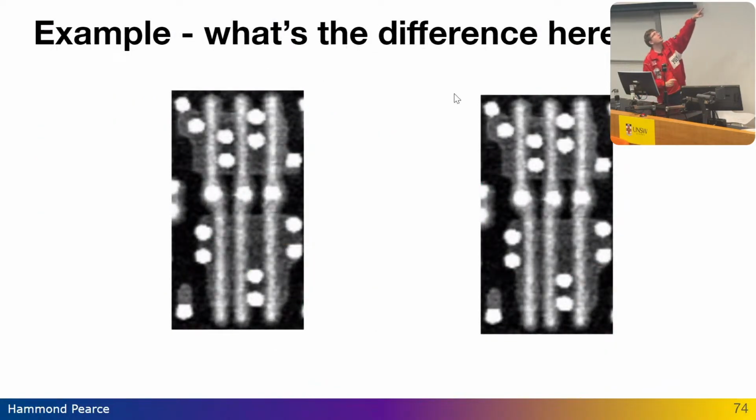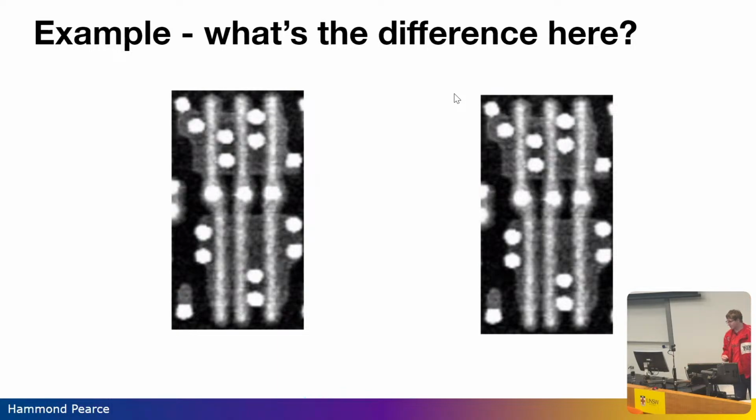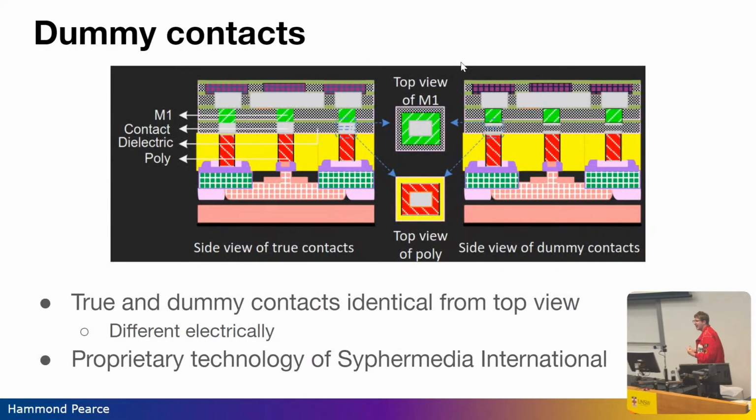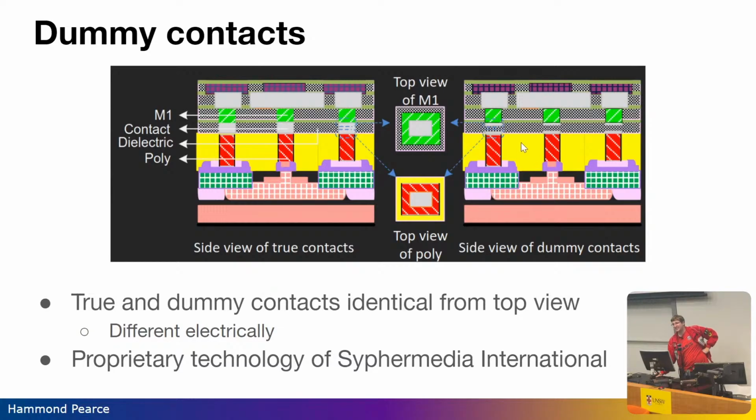Right? So here's an example. Tell me what the difference is between those 2 things. Can you see what the difference is? Yeah, I just copied and pasted it. Right, so the real solution is these dummy contacts, and so it's very, very difficult to tell whether or not the circuit is one thing or the other. It's almost impossible from the top. Yeah, so we can overcome at least the magnifying glass.